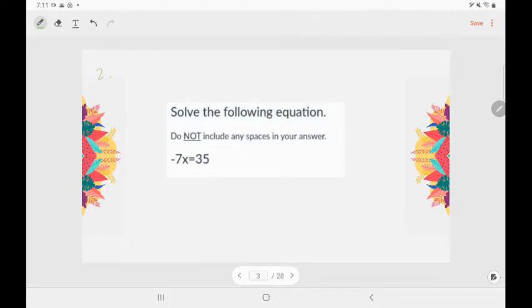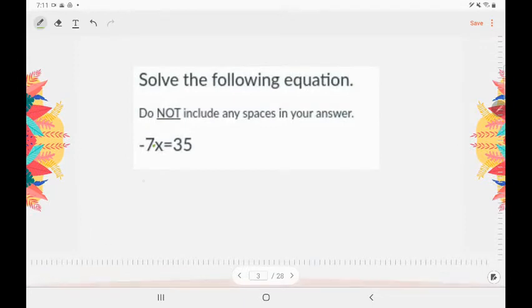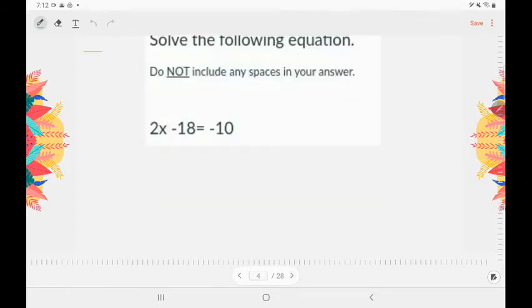I have the equation negative 7x equals 35. Now remember that negative 7x is the same as negative 7 being multiplied by x. In order to solve, I'm going to do the opposite of multiplication, because that is how I undo an equation. And here I go. Divide by negative 7, divide by negative 7. That means x is equal to, if I divide a positive by a negative, I get a negative, and 35 divided by 7 is 5. So my answer is negative 5. All right, number 3.